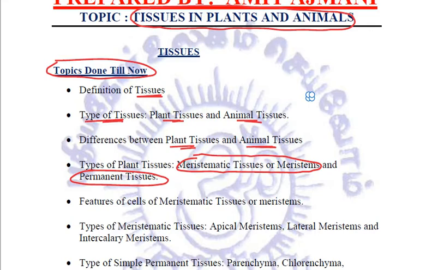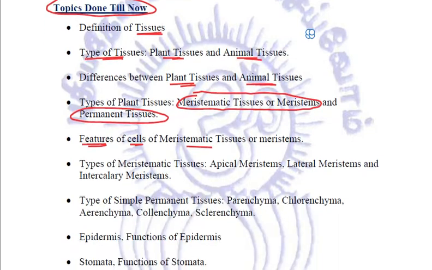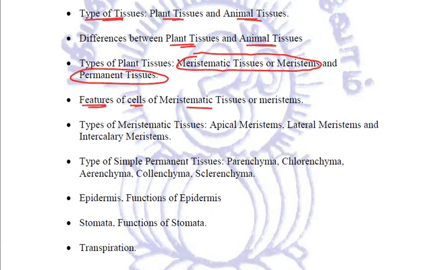Meristematic tissues: what exactly were the features of their cells? The continuous division of cells taking place. Then we studied the various types of meristematic tissue depending upon their locations. Apical meristems, which help in the growth of the plant lengthwise. Lateral meristems, present at the lateral sides of the plants and helping in the growth of the girth or the width, or the cambium. And intercalary meristems, which are present on the nodes and internodes of leaves, twigs, and branches.